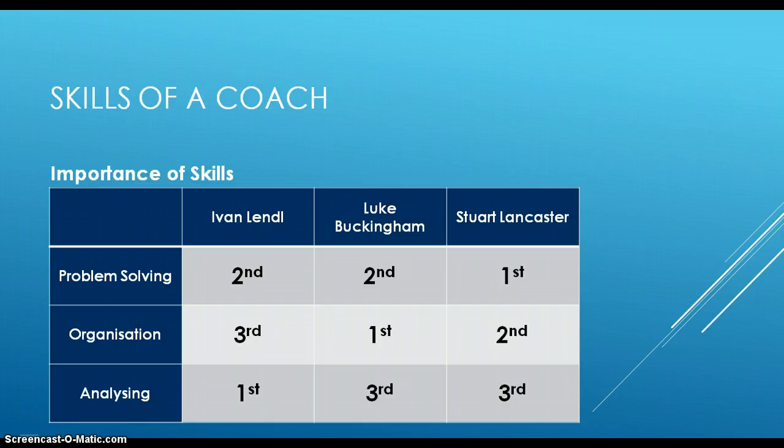A difference that I highlighted was that they're all different for organisation. This is because each has a different level of responsibility for how organised they are. For example, Luke is in charge of a whole setup of sports teams, so organisation is a big thing for him because all the sports teams need to be organised. Stuart is in charge of a whole team, the England team, and so he needs to organise the whole team, what trainings they're going to do, that sort of thing, whereas Ivan is only responsible for one athlete at a time, therefore organisation isn't as important because he only has to organise one other person apart from himself.